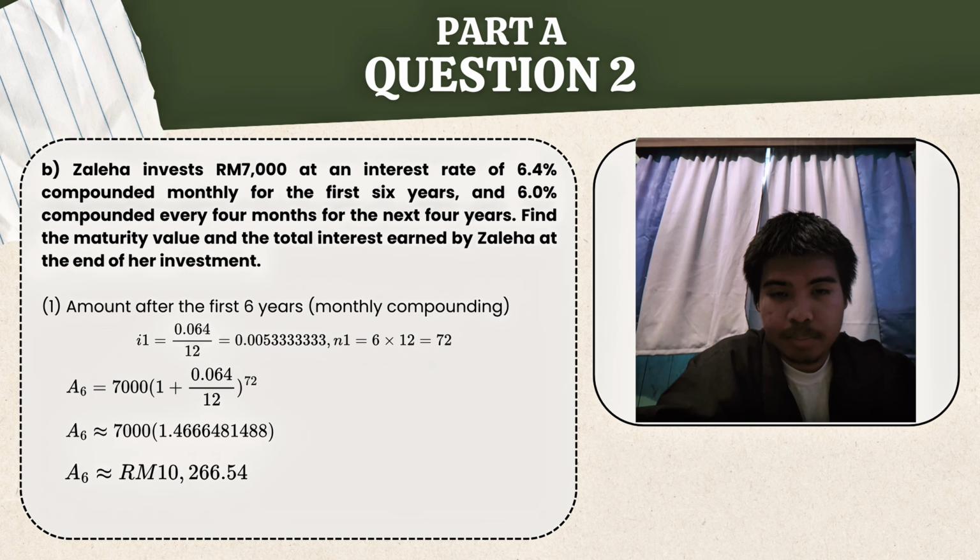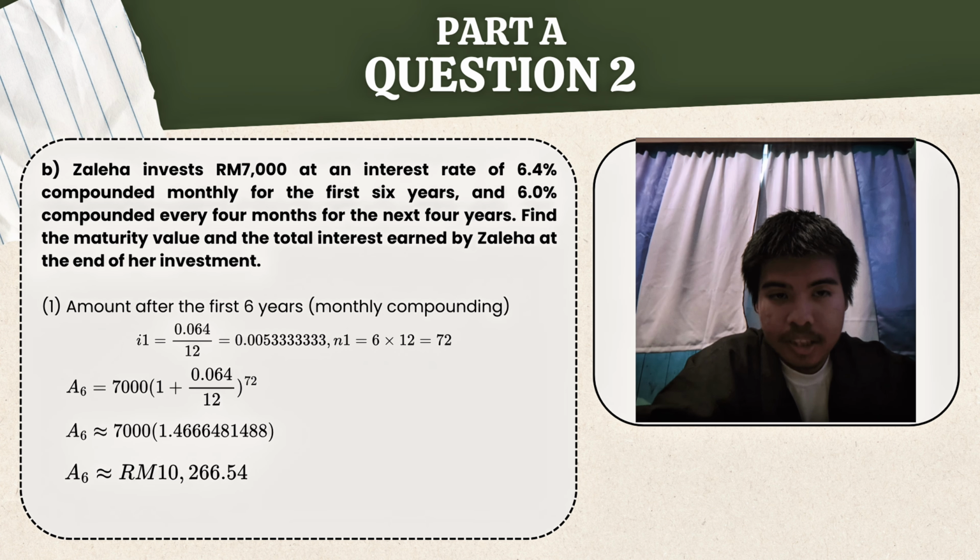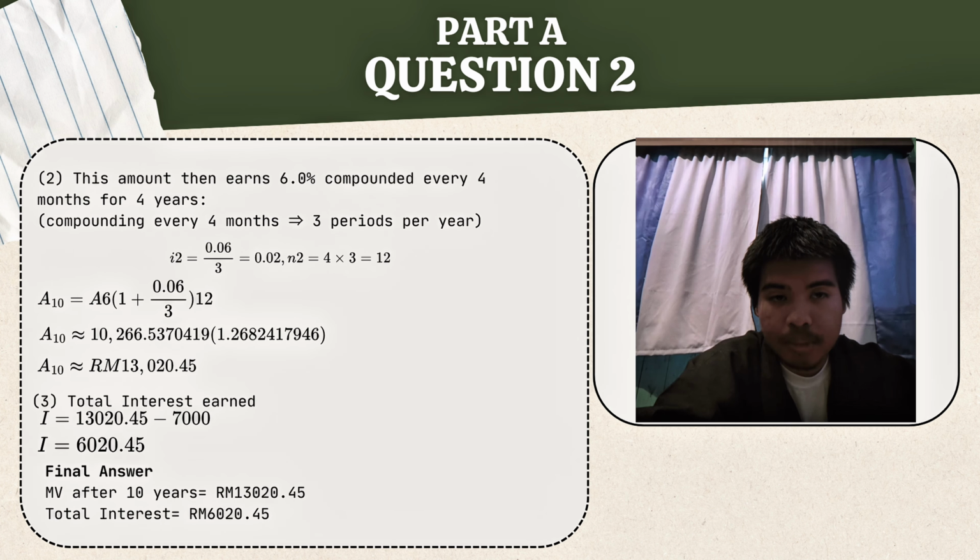Moving on, for part B, Zaliha invests 7K. For the first 6 years she earns 6.4% interest compounded monthly, and for the next 4 years she earns 6% interest compounded every 4 months. First, we calculate the value after 6 years. The monthly rate is 0.064 divided by 12, and there are 72 compounding periods. This gives us RM10,266.54. Next, this amount becomes the principal for the next 4 years.